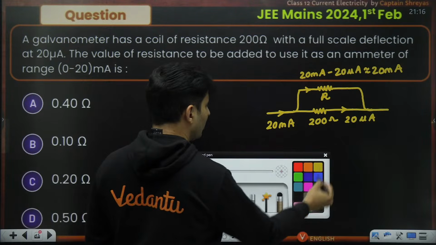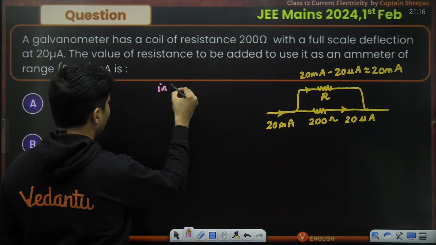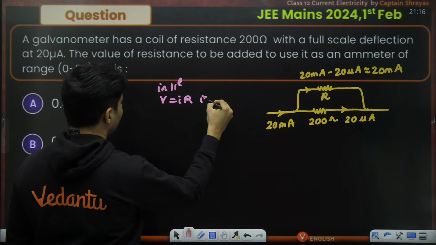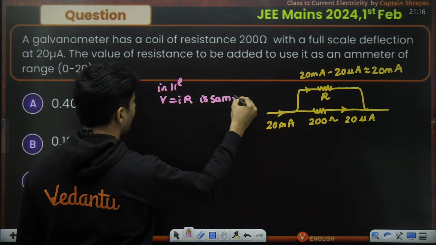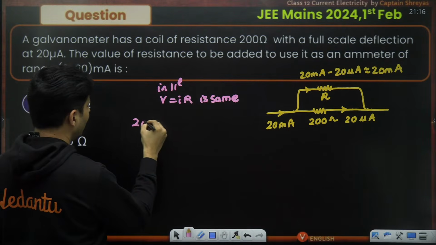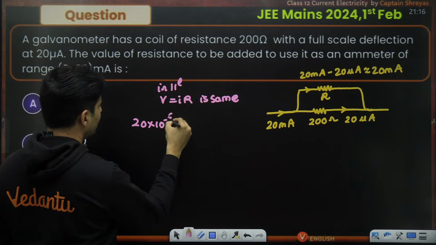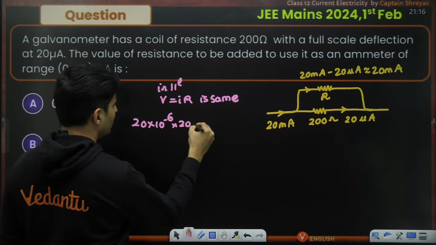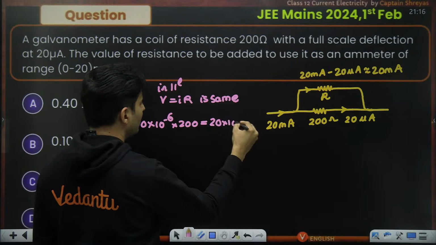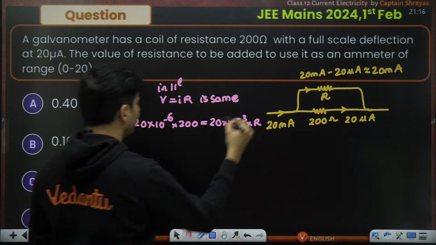Okay, so now both of them are in parallel. So in parallel, voltage, which is IR, is basically going to be the same. Current into resistance. Current is 20 micro. Micro is 10 to the power minus 6 into resistance, which is 200. Is current into resistance. Current is 20 milli, which is 10 to the power minus 3 into resistance.